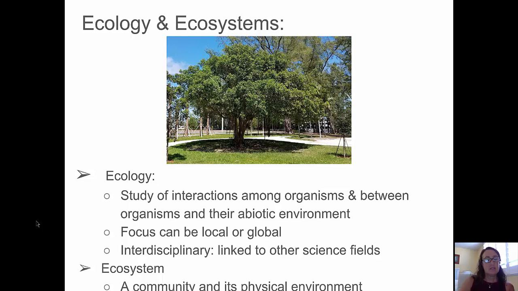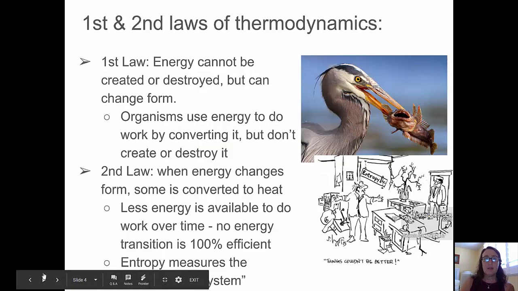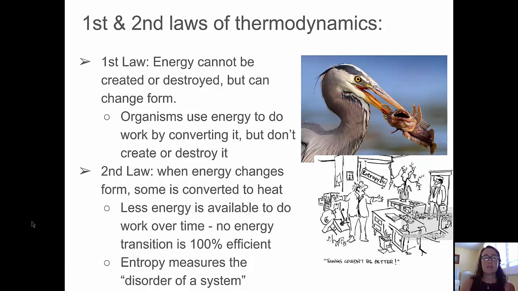Now, a definition of ecosystems. Ecosystems are a community and its physical environment. So we'll start out by talking about the first and second laws of thermodynamics. First of all, the first law is that energy cannot be created or destroyed, but it can change form.